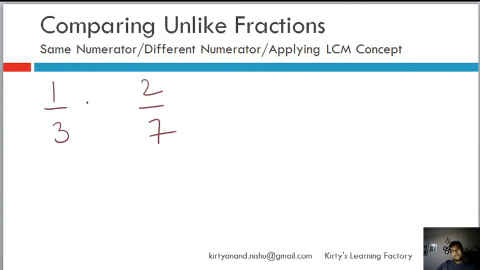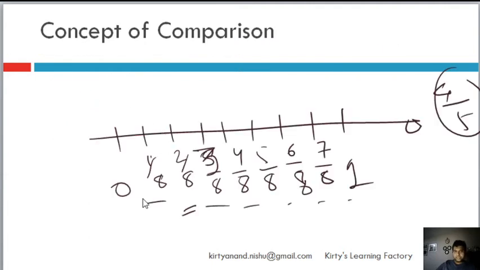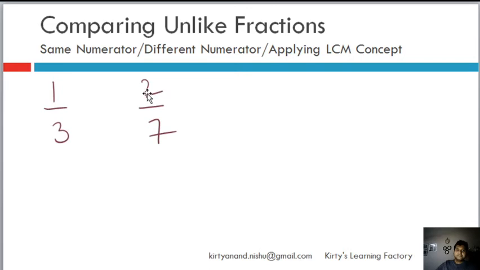Why? Because once we convert them into like fractions like this, we know that out of so many parts, what part the fraction is representing. Is it 6 parts of 8? Is it 7 parts of 8? Or is it 2 parts of 8? Here we don't know, because we don't have a common ground of comparison. This fraction is divided into 3 equal parts, and this is representing basically 1 part of 3. Here this fraction is divided into 7 parts and this is basically 2 parts of 7.